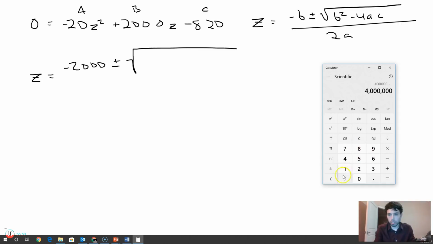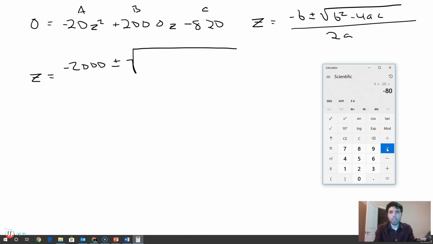parentheses, 4 times a, which is negative 20. I don't know what this calculator is doing. This calculator is dumb. Let's try this again. Let's do the 4ac part first. So 4 times a negative 20, so I do 20 first, and then the negative sign, I guess. There we go. Okay, so this calculator is weird.